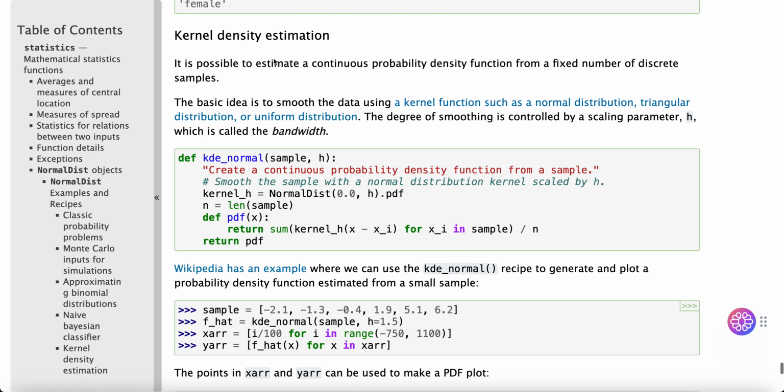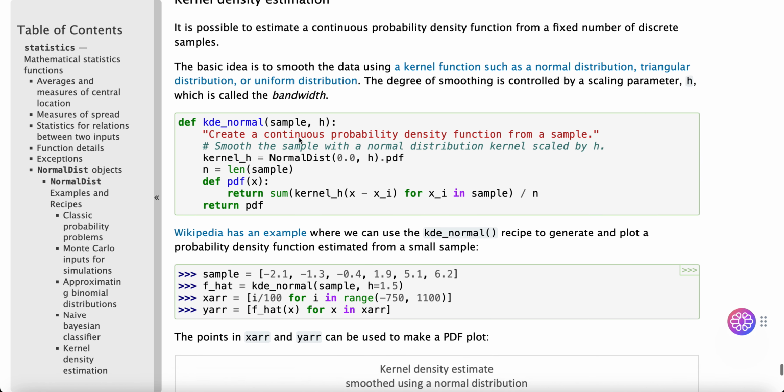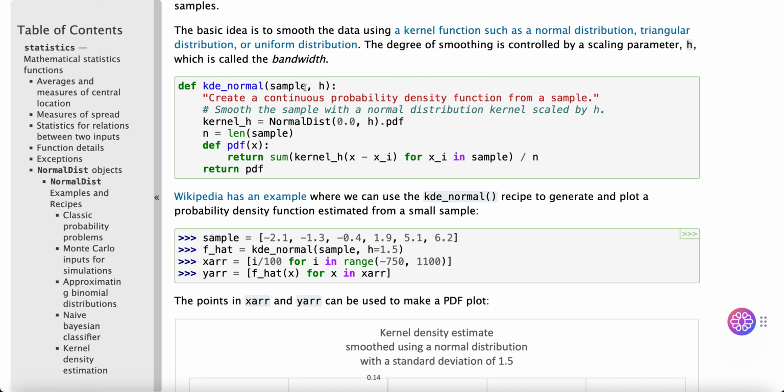Kernel density estimation. It is possible to estimate a continuous probability density function from a fixed number of discrete samples. The basic idea is to smooth the data using a kernel function such as a normal distribution, triangular distribution, and uniform distribution. The degree of smoothing is controlled by a scaling parameter h, which is called the bandwidth. def kde_normal(sample, h): create a continuous probability density function from a sample. kernel_h = NormalDist(0.0, h).pdf. n = len(sample). def pdf(x): return sum(kernel_h(x - xi) for xi in sample) / n. return pdf.